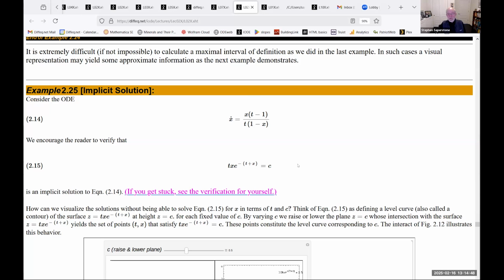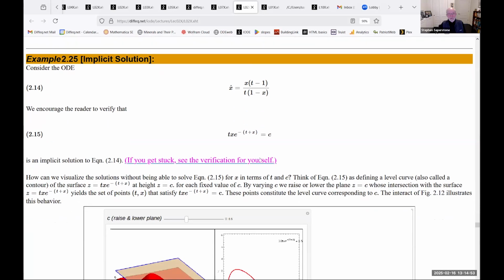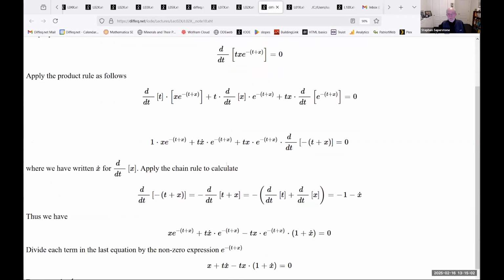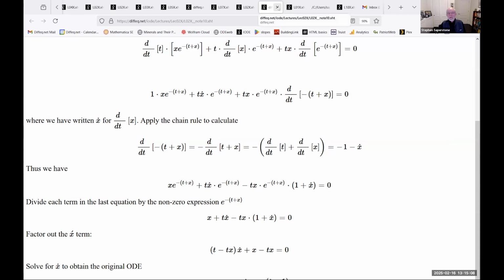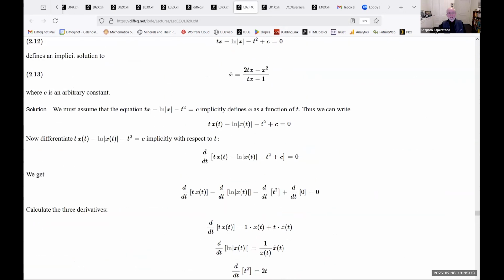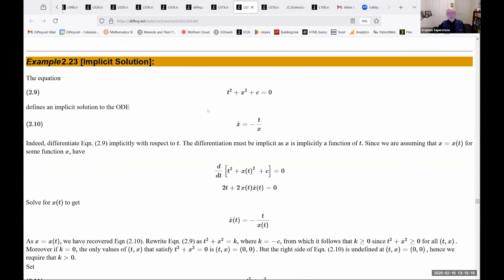But students for the first time are not necessarily very fluent in dealing with these things. So if you try to do it on your own and you get stuck, all you've got to do is go down here and follow the computations for the solution, and you're good.